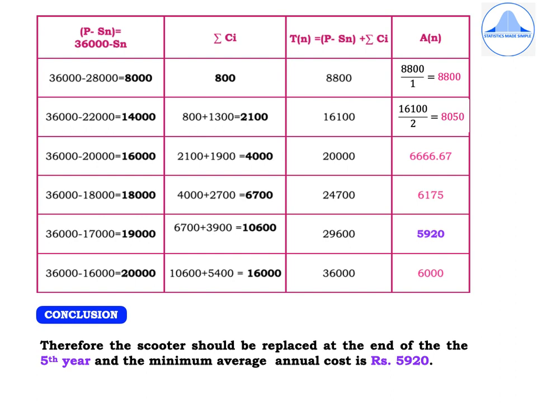Don't forget to write the conclusion, because the conclusion carries 1 mark and the table and the calculations carry 4 marks. Always highlight the minimum average annual cost and the corresponding year. So I have highlighted the values in purple color.